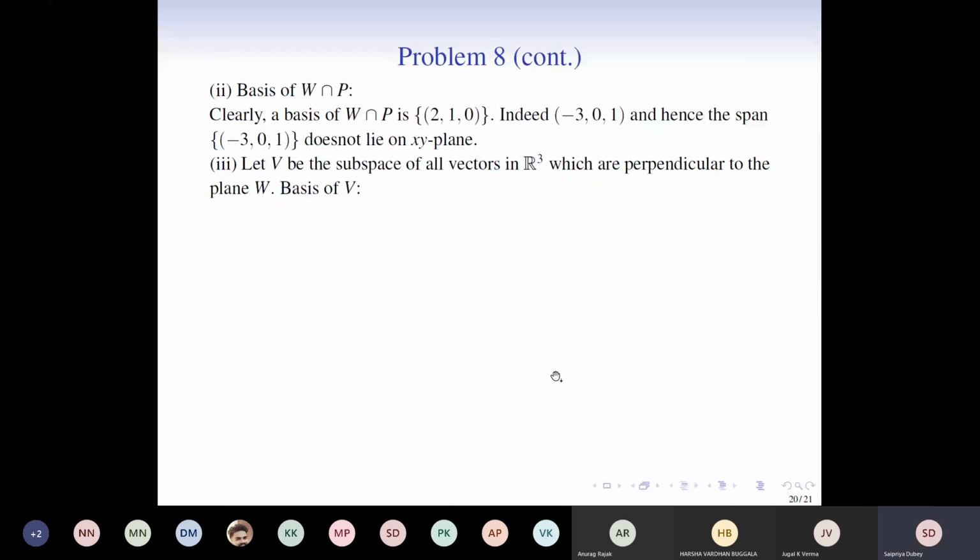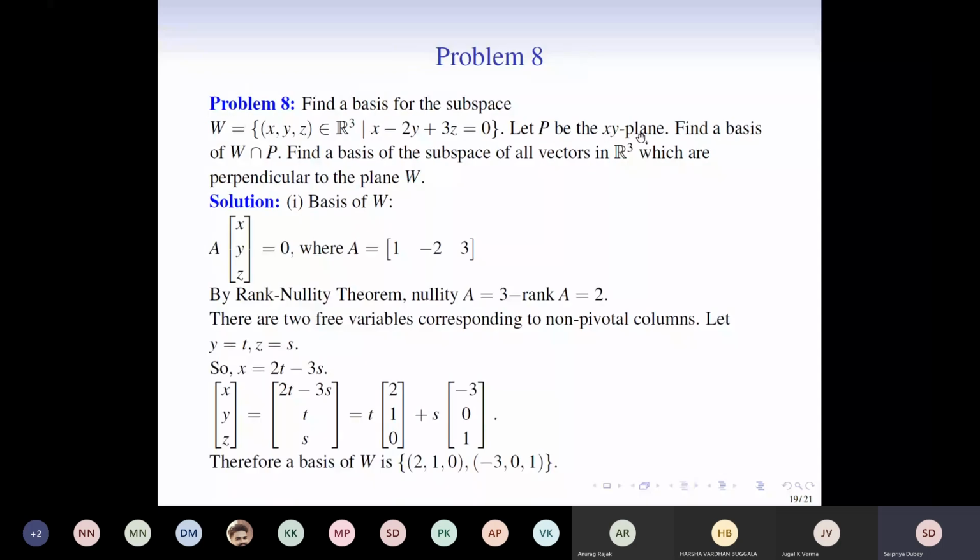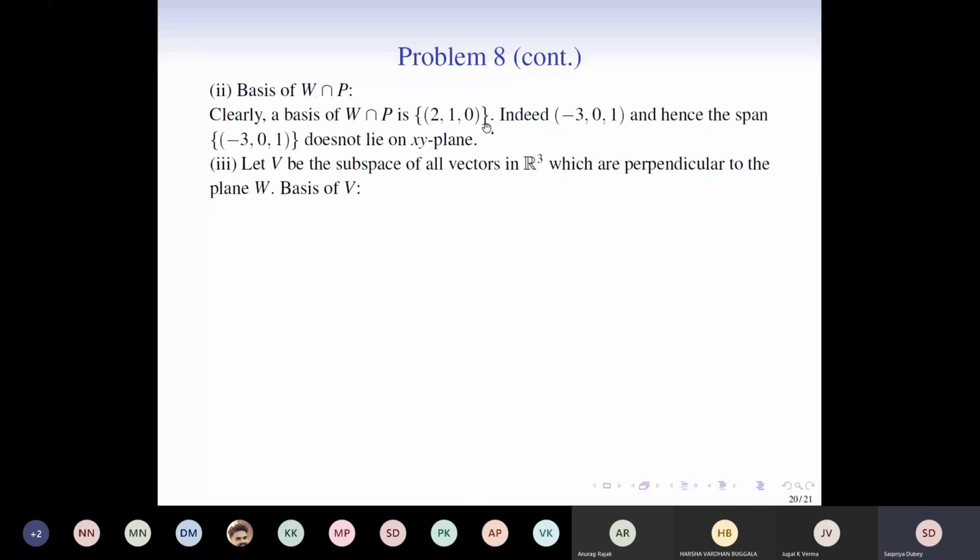Next, we find out the basis of W intersect P. Now we look at the basis of W. P is just the xy plane, that is z is equal to 0. So in these two, this element of R3 does not belong to the xy plane, but this belongs. So in the intersection, only this will remain, and the span of this will remain in the intersection of W and the plane P, which is the xy plane. So clearly the basis of W intersect P is (2, 1, 0).